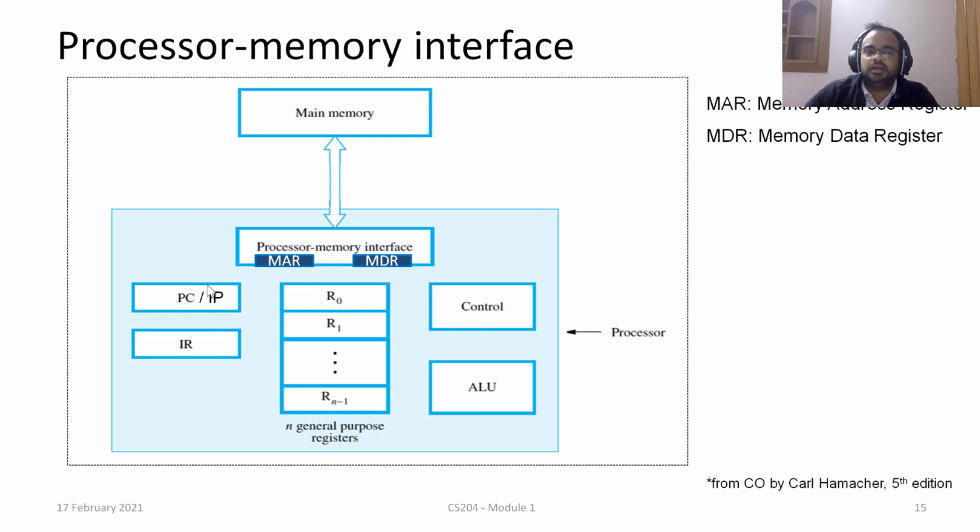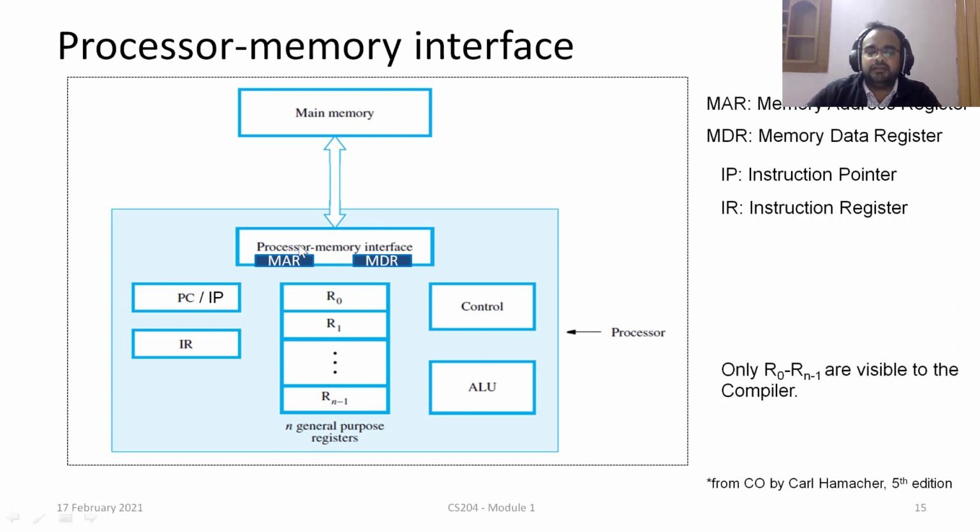So PC is sometimes also called IP. It means that it is an instruction pointer. If you have forgotten what PC or IP do, they point to the instruction that will be executed next. Okay, and IR is the instruction register, which is storing the actual instruction that is currently under execution.